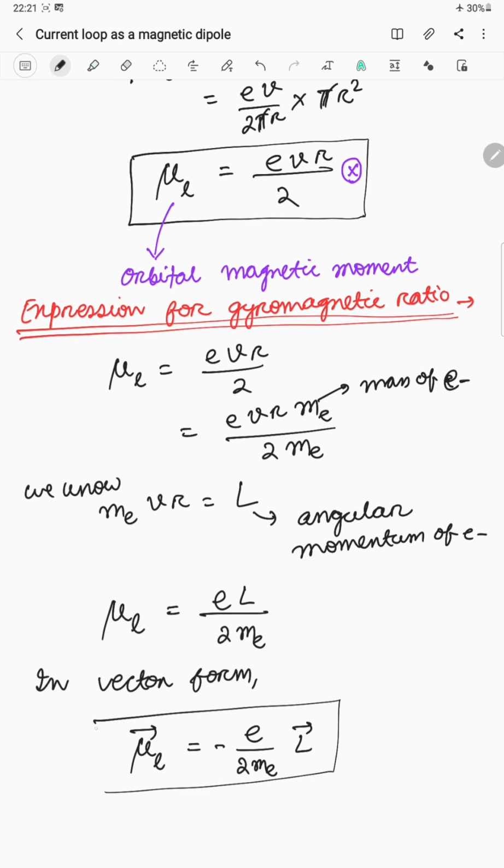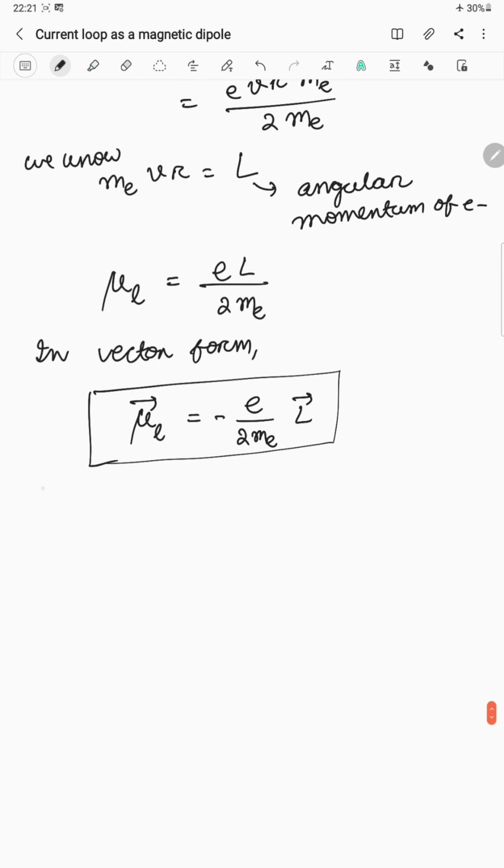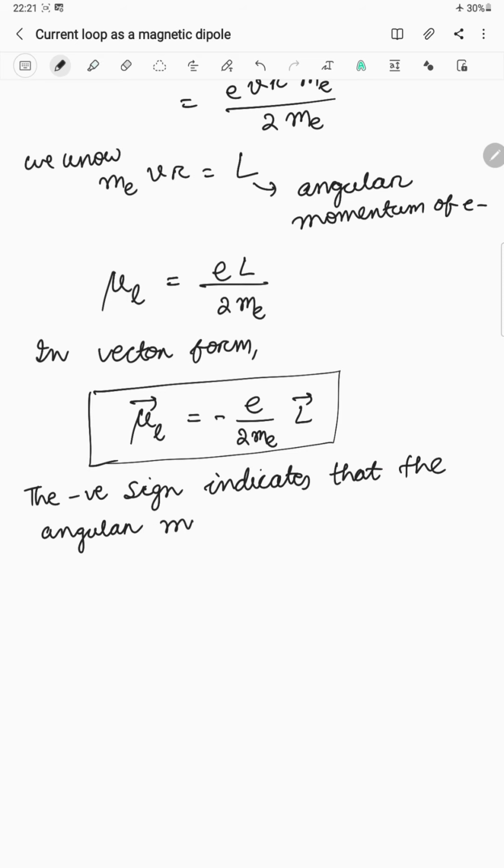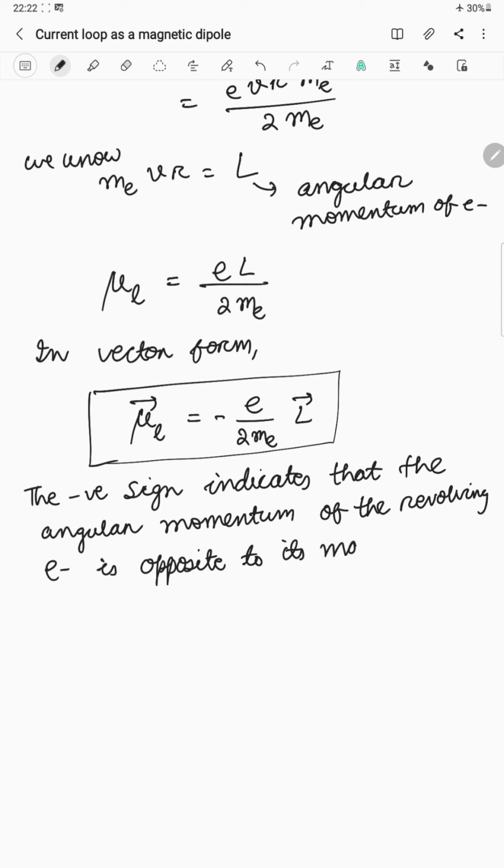Why this negative sign? Because mu L and L are in opposite directions. So you can mention here that the negative sign indicates that the angular momentum of the revolving electron is opposite to its magnetic moment.